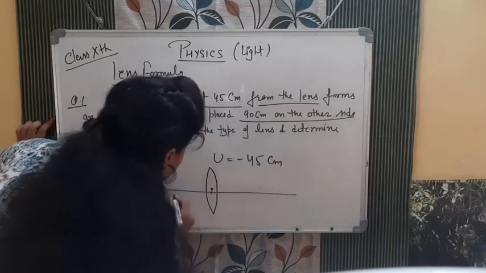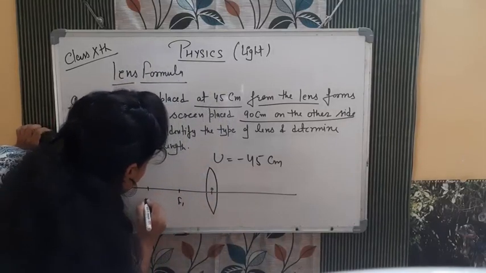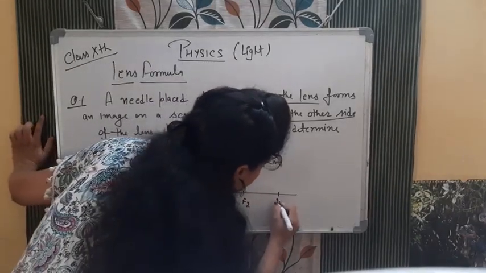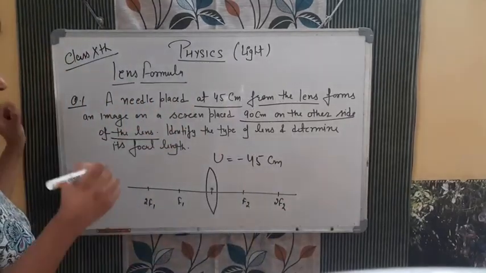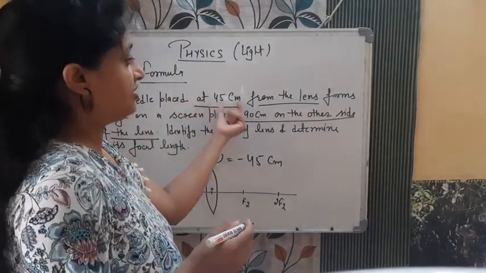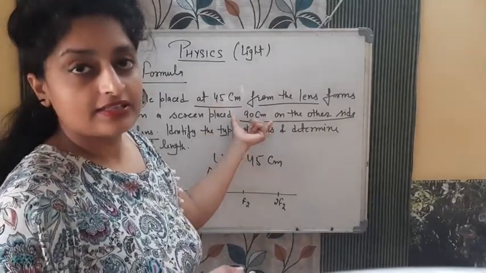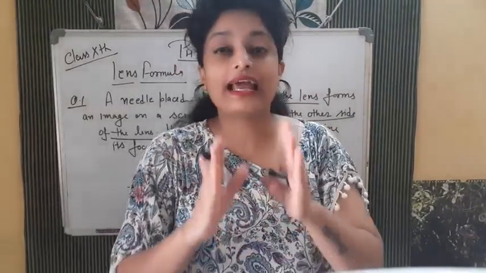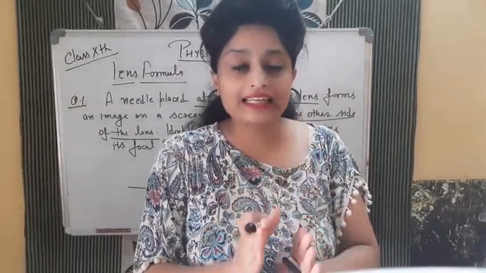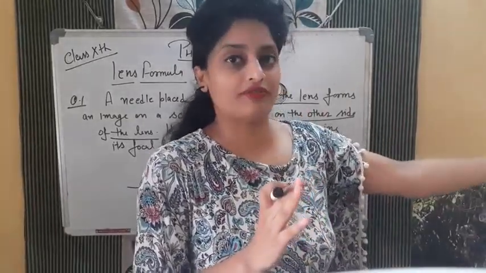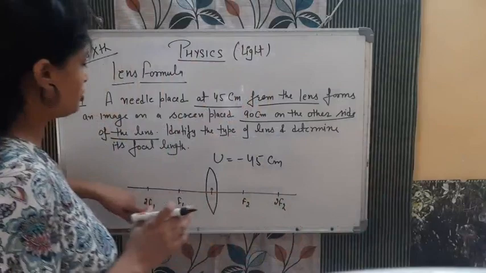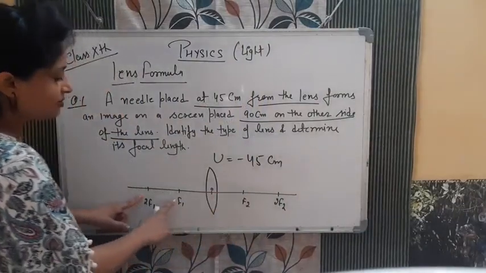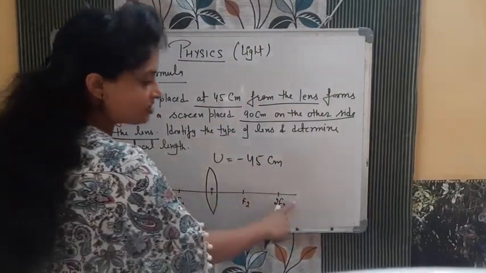This is optical center. Here it is f1. Here it is 2f1. And this side this is f2. This side this is 2f2. Tell me, which case is this? When object is at 45 cm and image at 90 cm, this is far away from the lens. In which case is this possible? When object is between f1 and 2f1, in that case image is forming beyond 2f2. If you remember all the cases, when the object is between f1 and 2f1, the image is formed where? Beyond 2f2.